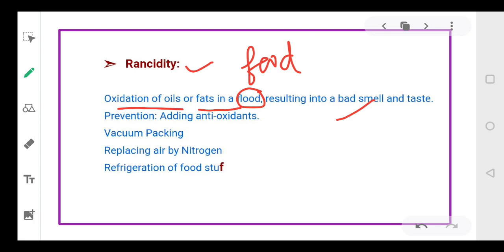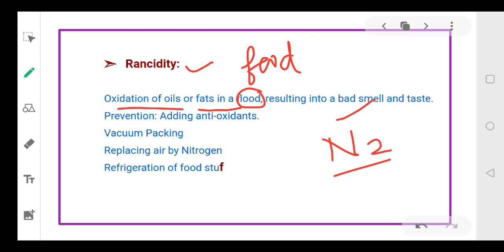Now suppose you were eating kurkure, you open the packet and you leave it outside. After a few hours you will find that the kurkure loses its crispiness and starts smelling bad. So this is called rancidity, and that is why these packets which are sold in the market, like your namkeen and kurkure and all other stuff, are packed with nitrogen gas. Dear students, they are packed with nitrogen gas because nitrogen is an inert gas and it does not react with any food component. That is why industries use nitrogen for packing their materials.